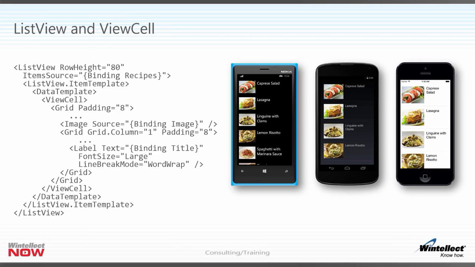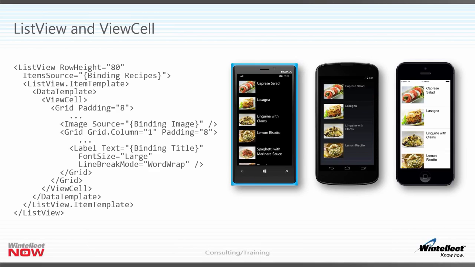You'll notice on the Windows Phone version, for example, spaghetti with marinara sauce extends beyond the right side of the screen. Well, wouldn't it be nice if we could wrap that? In practice, when you use ListView controls, you'll often find yourself using view cells in your data templates. When you use a view cell, you control exactly what the output is for each item. Basically, anything you can define in XAML can be declared as the contents of a view cell.